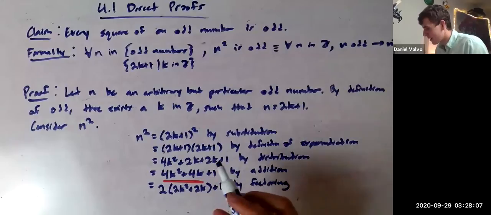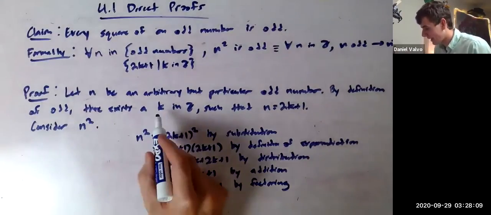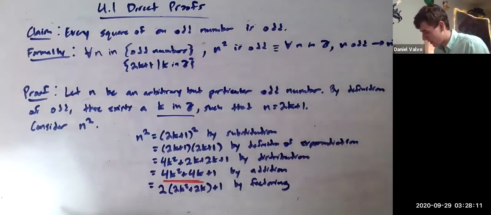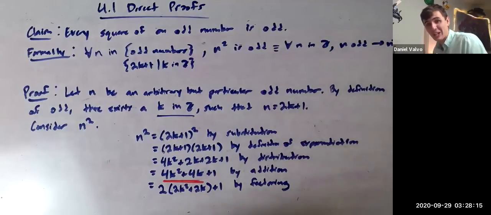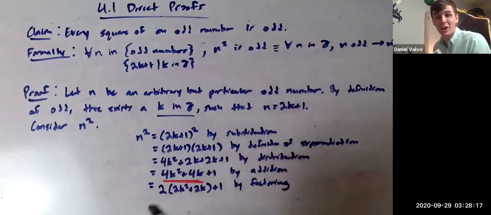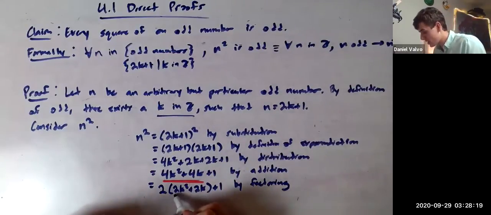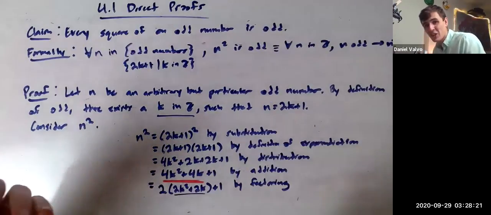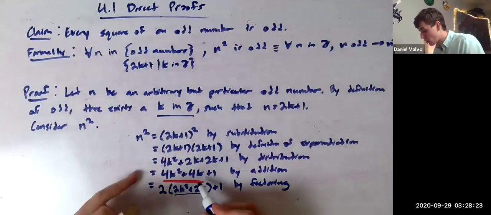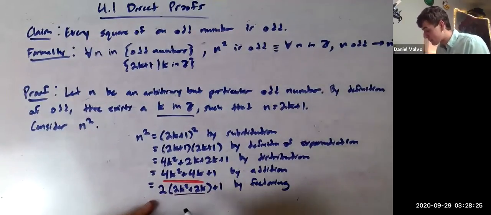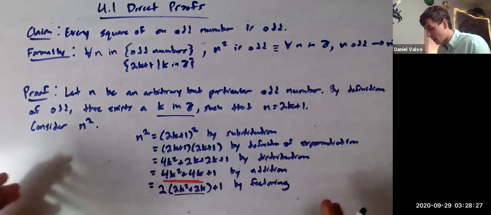Well, remember, k is an integer, and 2 is an integer. Meaning, since the integers are closed under multiplication and closed under addition, this whole thing right here is another integer. So this can be written as 2 times some integer plus 1 by factoring.